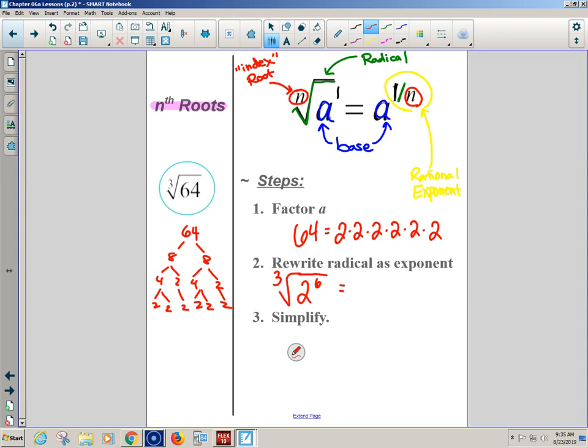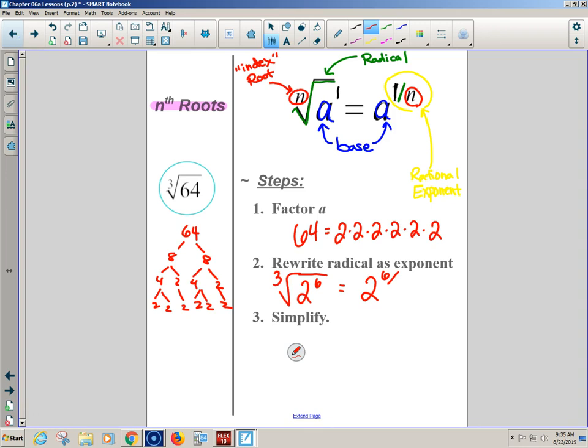Okay, wait, hold on, help me out. How do I rewrite the radical as, or with, an exponent? What's my base going to be? 2. What's my numerator going to be? 6, because I steal the exponent. I have my line because there's a radical, and then what's going to be my denominator?